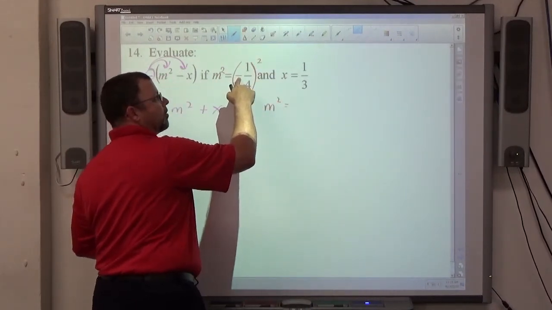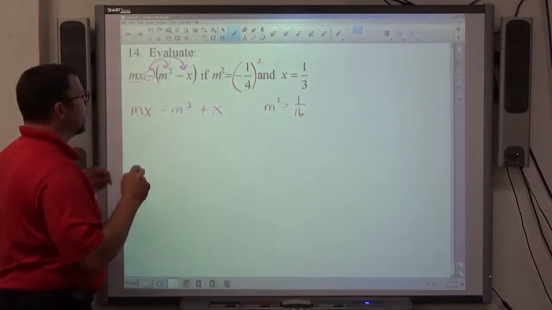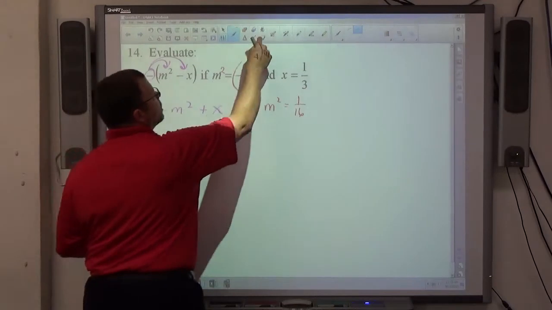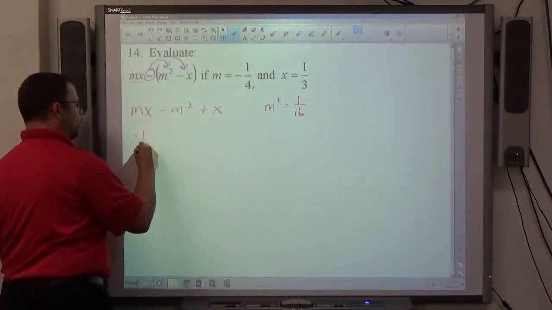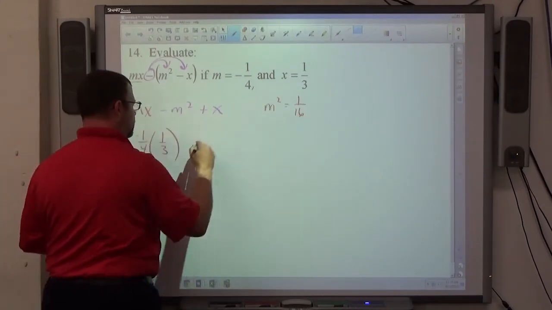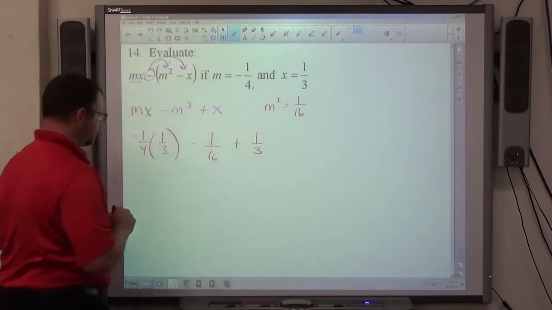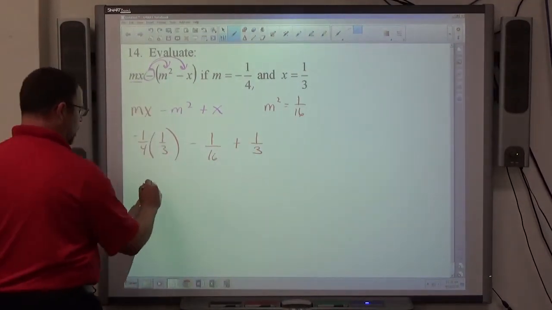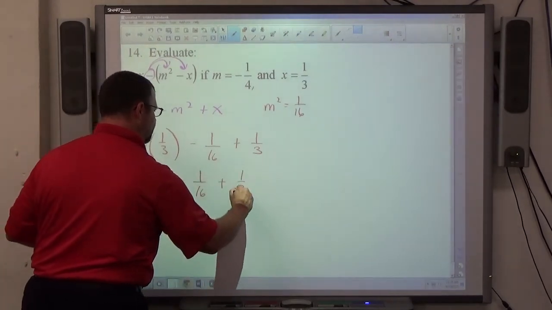2 negatives make a positive. 1 times 1 is 1. 4 times 4 is 16. So m is negative 1/4. So negative 1/4 times x, 1/3, minus m squared, minus 1/16, plus x, plus 1/3. That's negative 1/12 minus 1/16 plus 1/3.